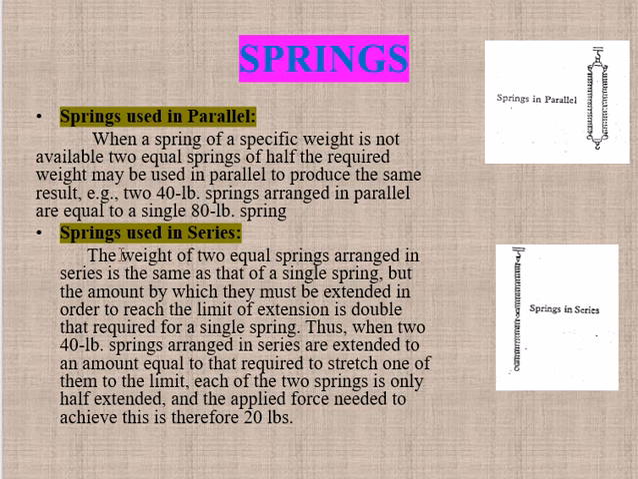In series, the weight of the two equal springs arranged in series is the same as that of a single spring, but the amount by which they may be extended in order to reach the limit of the extension is double that required for a single spring. Thus, when two 40 lb springs arranged in series are extended to an amount equal to that required to stretch one of them to the limit, each of the two springs is only halfway extended, and the applied force needed to achieve this is therefore 20 lbs.